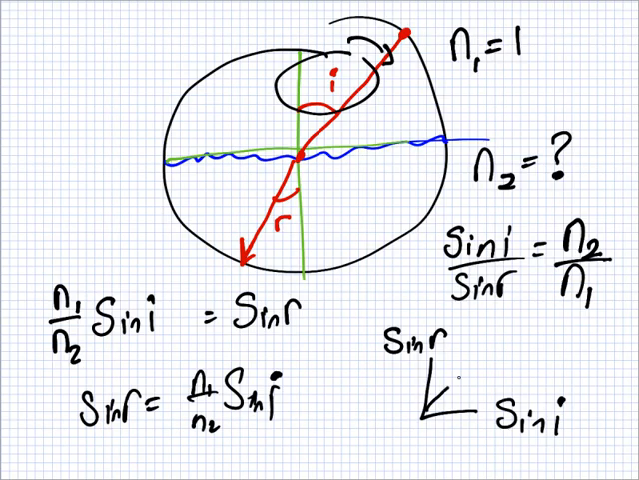So what's the slope here of this graph? N1 over N2. Now which do you know, N1 or N2? N1. Yeah, you know it should equal 1. So what does N2 equal? It will equal 1 over the slope.